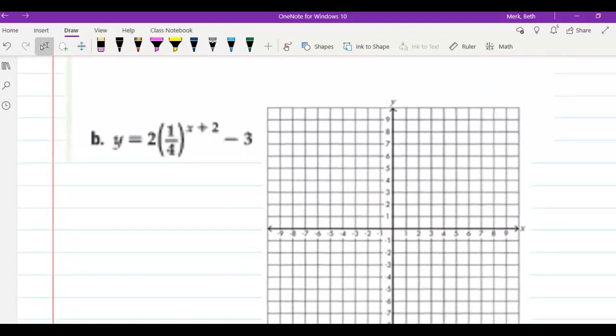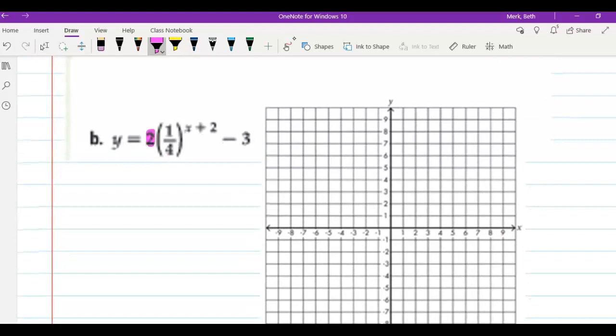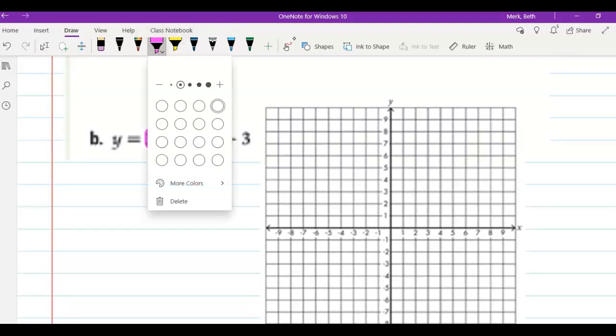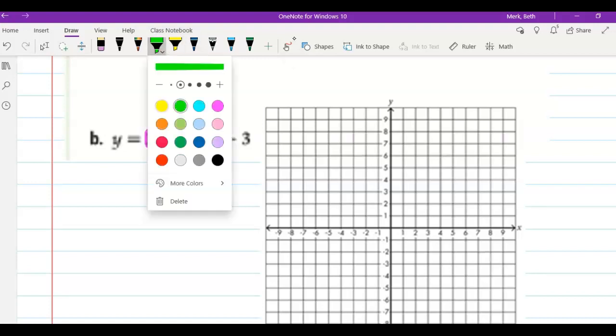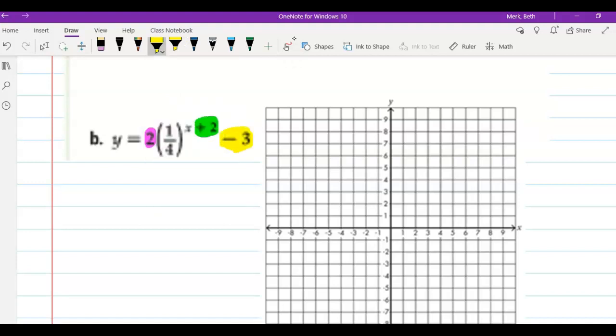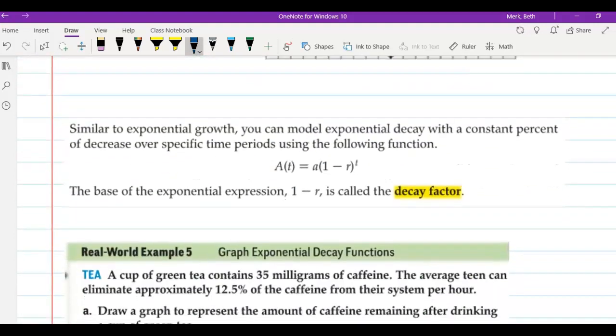Okay, what transformations have happened here? Lots of things happening. We've got this factor of 2. 1/4 is just our base. We've got this factor of +2. We have -3. What do all of these things do? Well, this is our vertical stretch by a factor of 2. Adding 2 to the x makes it go left 2. And subtracting a number outside this function makes it go down 3. Those are the 3 transformations that are happening.